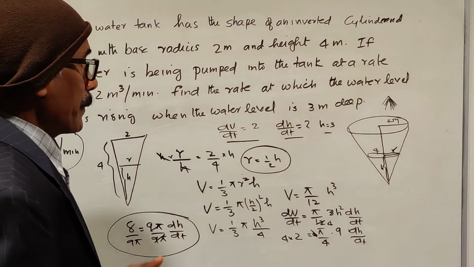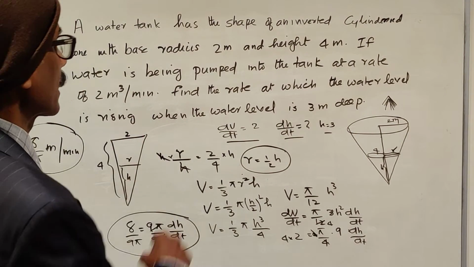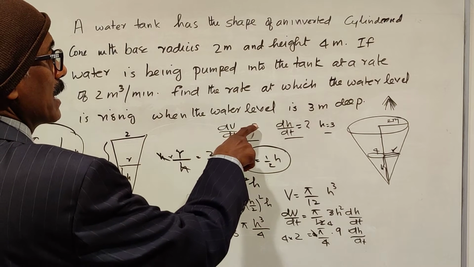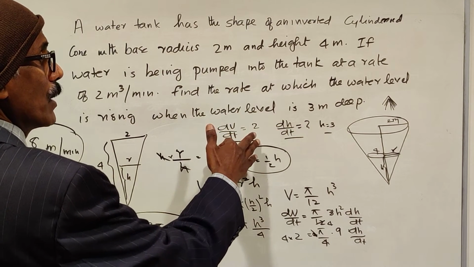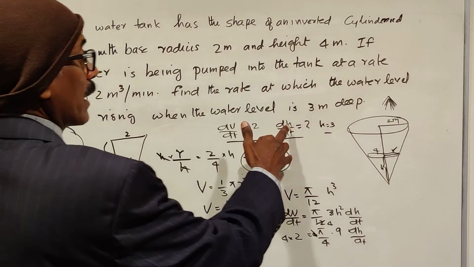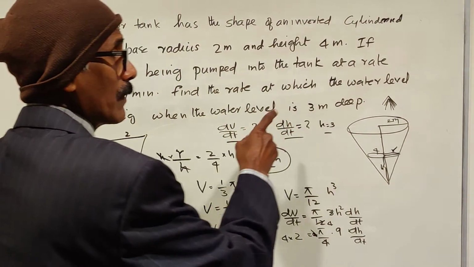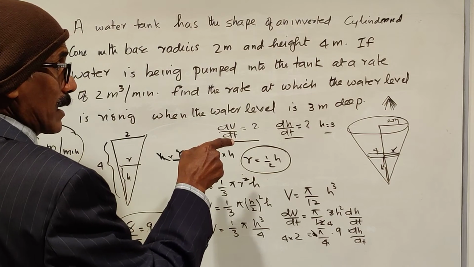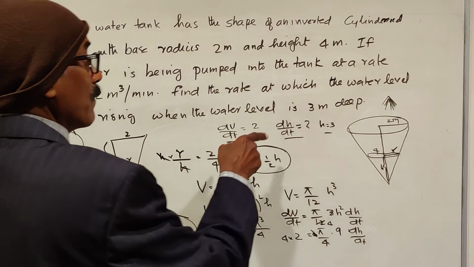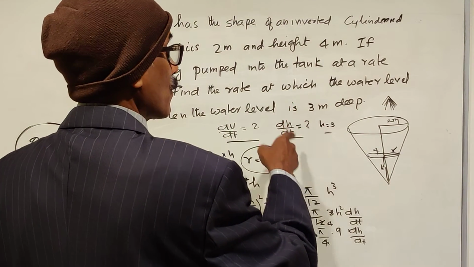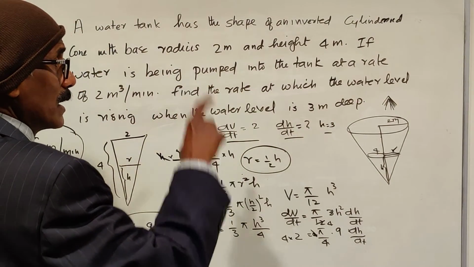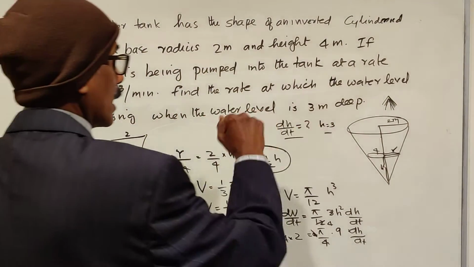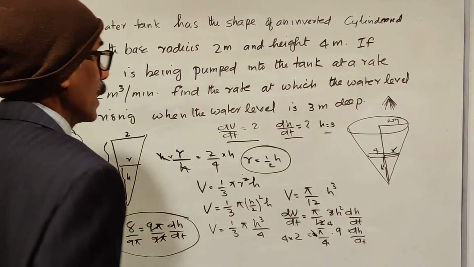Let me see one more time. It is given dv by dt is equal to 2. The rate of change of volume is 2 meter cube per minute. Then we are going to find the rate of change of water level. Find the rate of change of water level when the height is 3 meter, when the height of the water level becomes 3. Find dh by dt. That is the question.